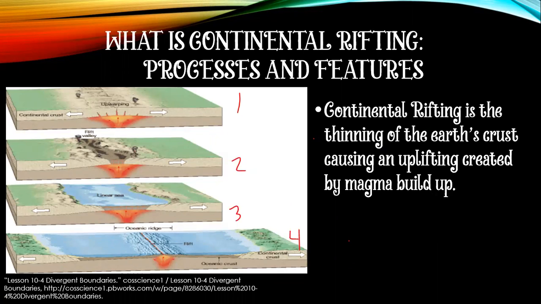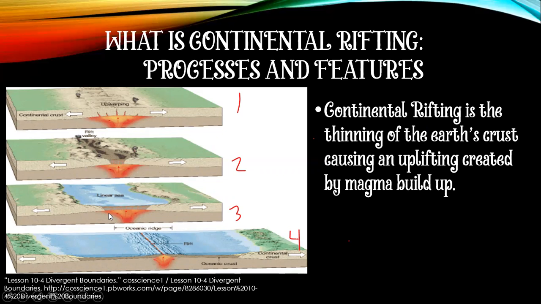Continental rifting is the thinning of the lithosphere caused by buildup of magma in the atmosphere. As you can see in the image, in image number 1, we have how the buildup of the magma is making faults in the crust, and these faults will create cracks along the crust. In image 2, you see how the crack has occurred, creating a rift, and now we have the continental crust separating into two different parts, going away from each other.